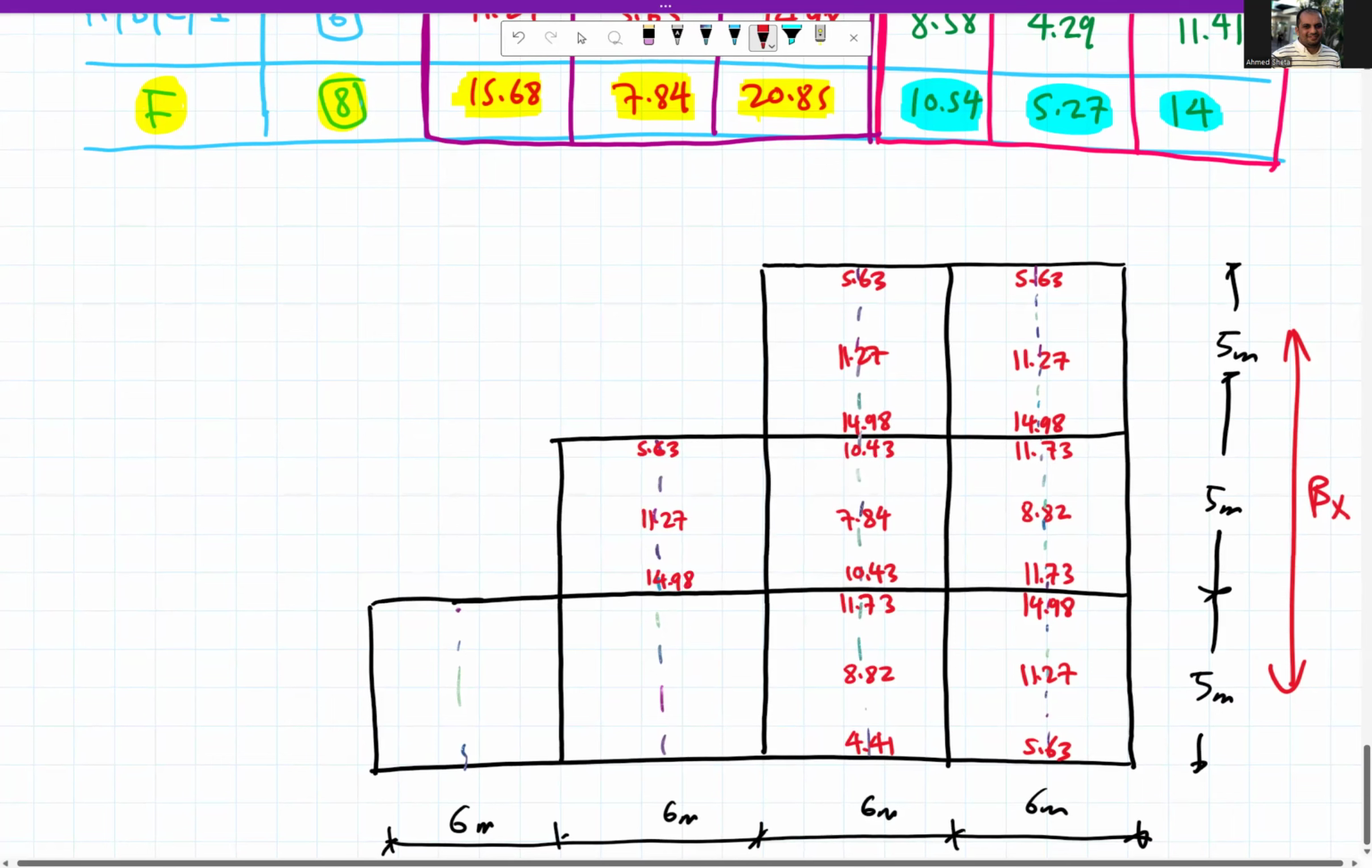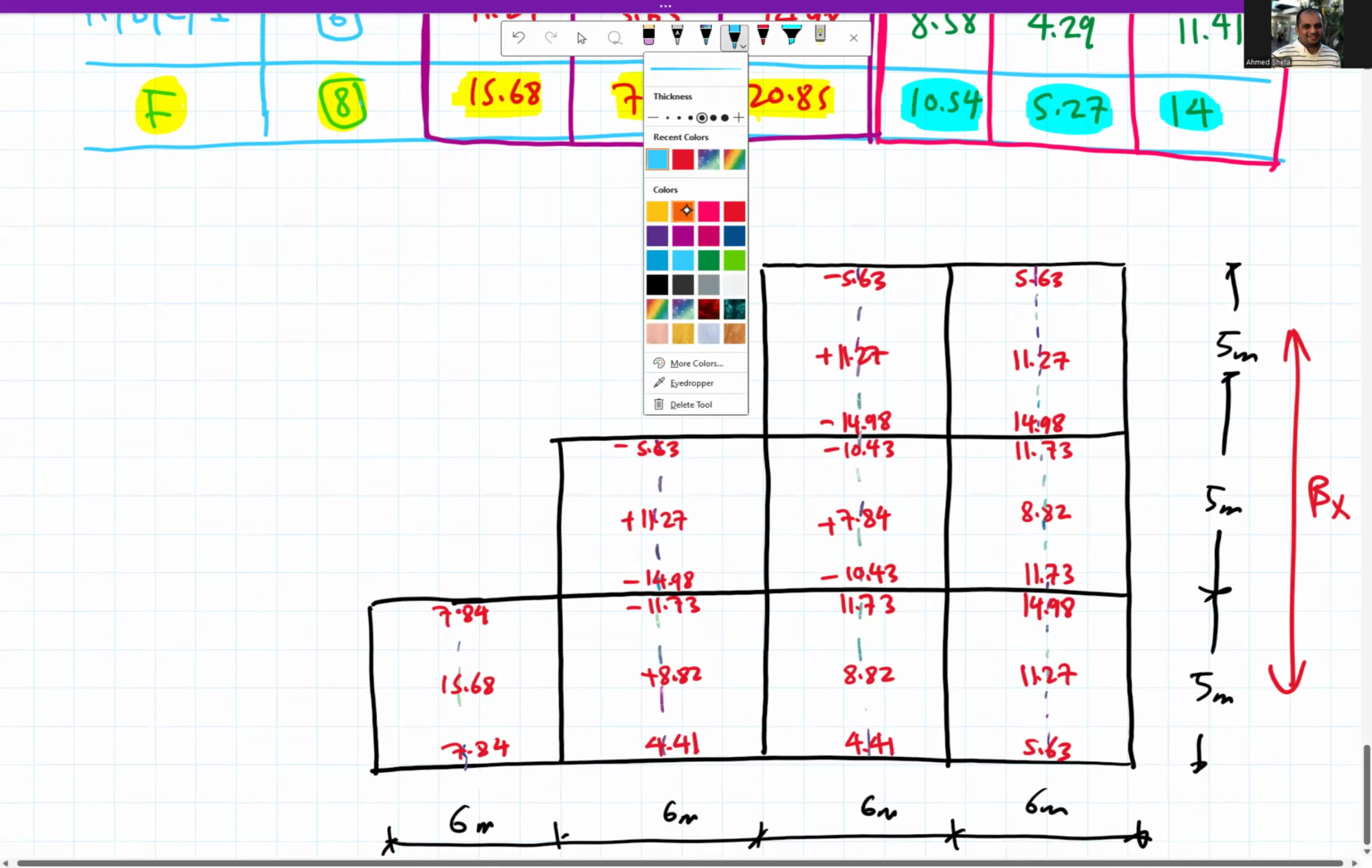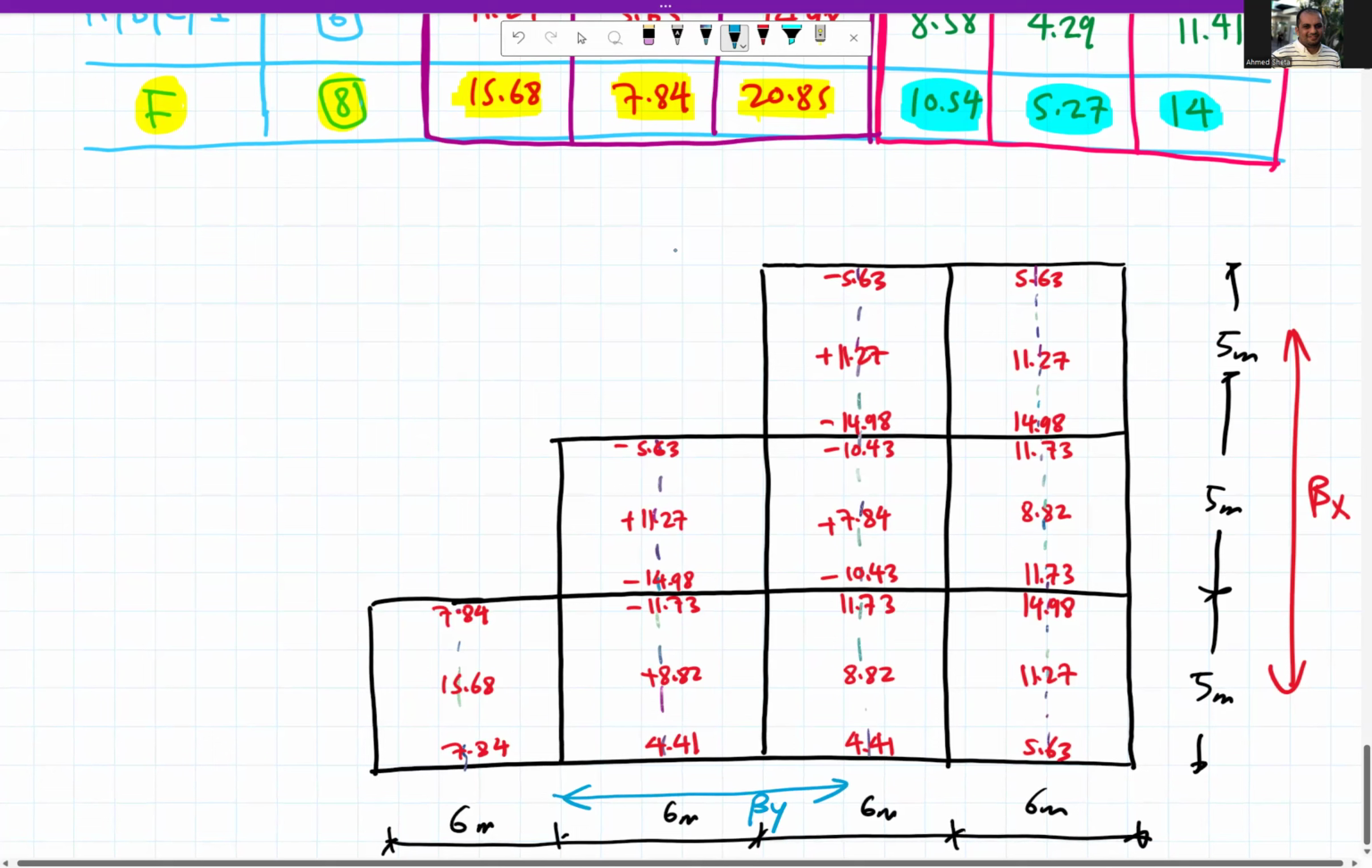Negative moment, positive moment, negative moment. Negative, positive, negative, negative, positive, negative, and so on. Okay. So here the negative moment is 11.73, positive 8.82, and 4.41. Here the maximum value is 7.84, 15.68, and 7.84. So this is all the direction in beta x. And now let's draw the other direction, beta y, the long direction.